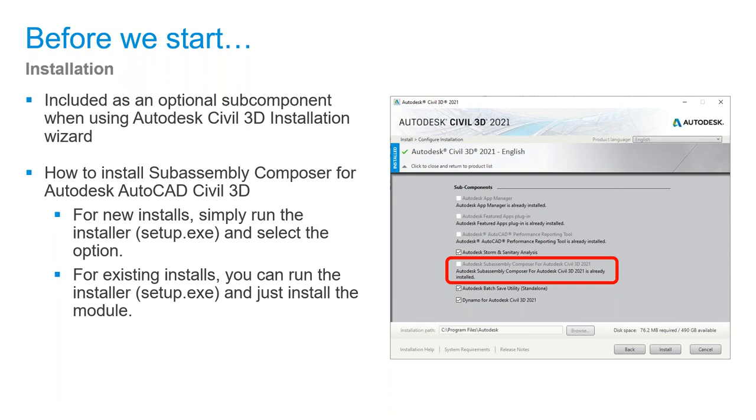You do have to install Subassembly Composer as a separate subcomponent of Civil 3D. And if you've already installed Civil 3D, you can just go ahead and run through the setup file again, and it'll give you the opportunity to go ahead and add that back to your installation.